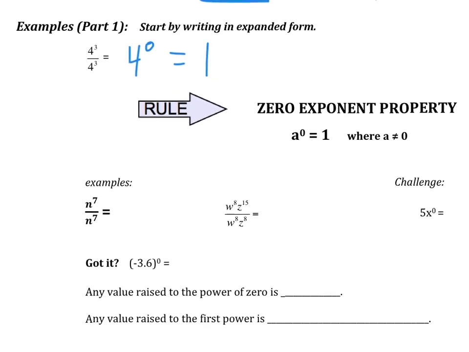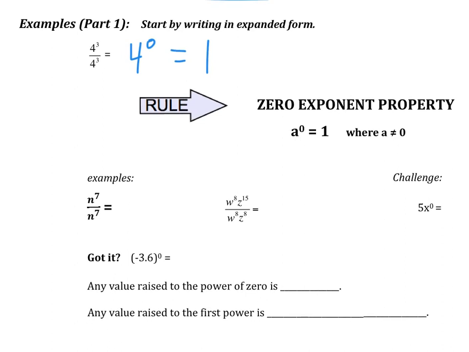Let's look at some more examples. The next one's similar to the one we just did, n to the 7th divided by n to the 7th. Just like this previous example, when you have a number and you divide it by itself, you always get 1, right? So we know our answer is going to be 1, but if we show our work here, n to the 7 minus 7, n to the 0, which equals 1.